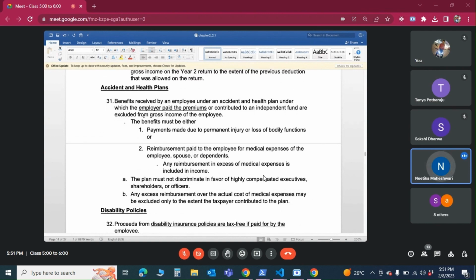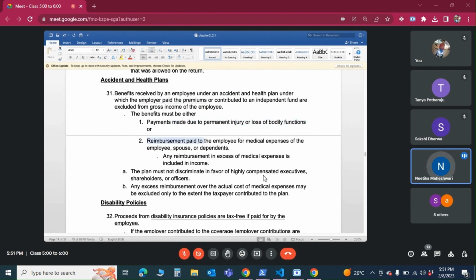Okay, any accident and health plans. Any benefit received by an employee under any accident and health plan is excluded from gross income, even if the premiums are paid by the employer. So again, what are the conditions? Obviously, there has to be some permanent injury and all those things, that's why the benefit is given. Or there has to be some reimbursement. And those are the conditions. If they're all satisfied, then you don't have to take that as income.